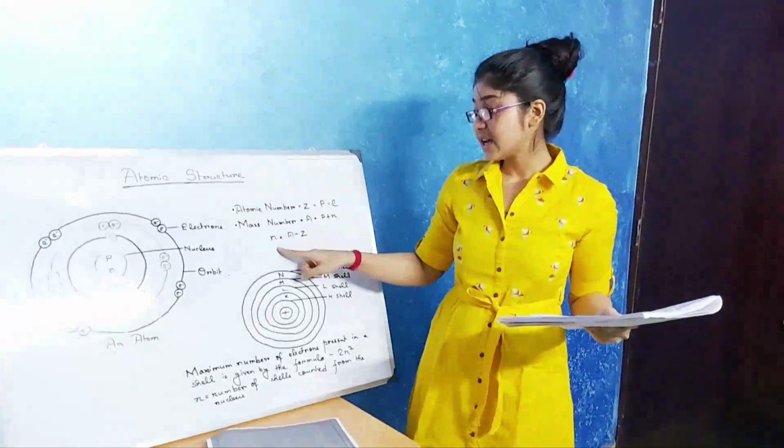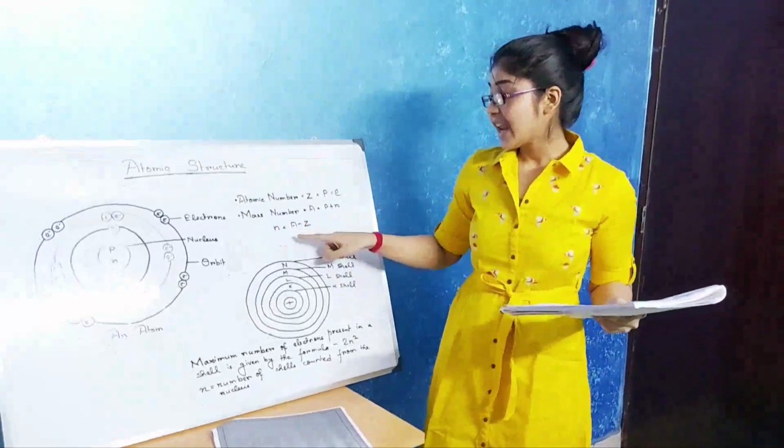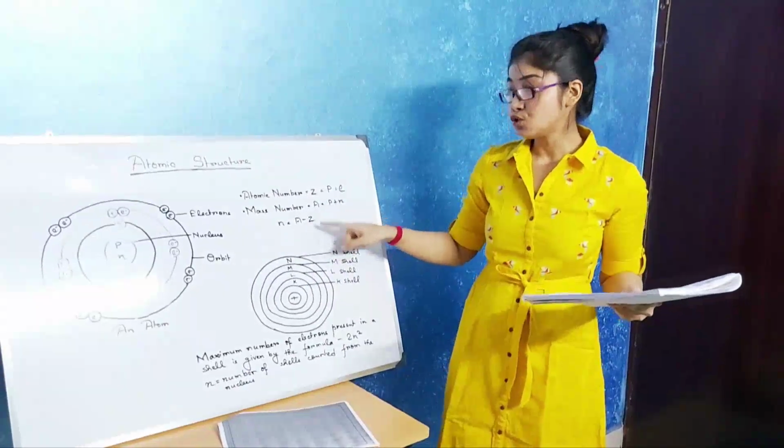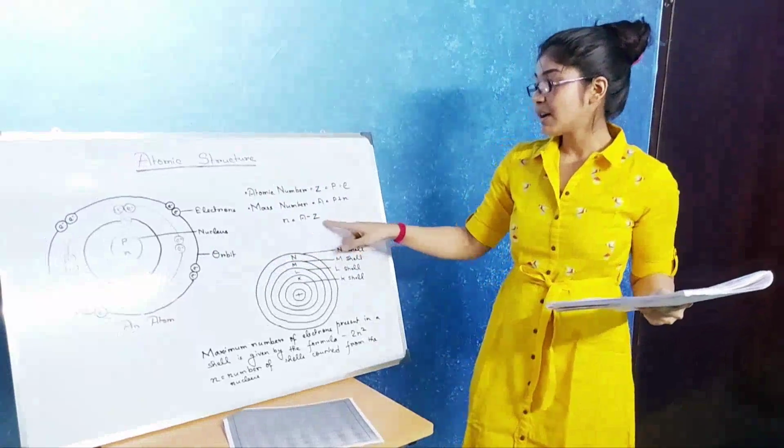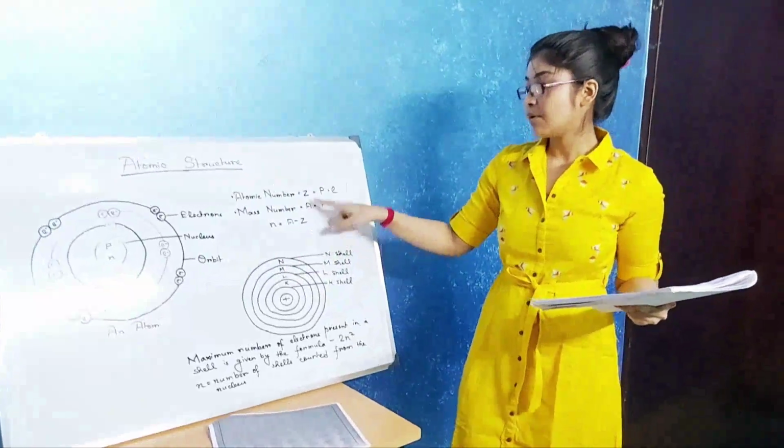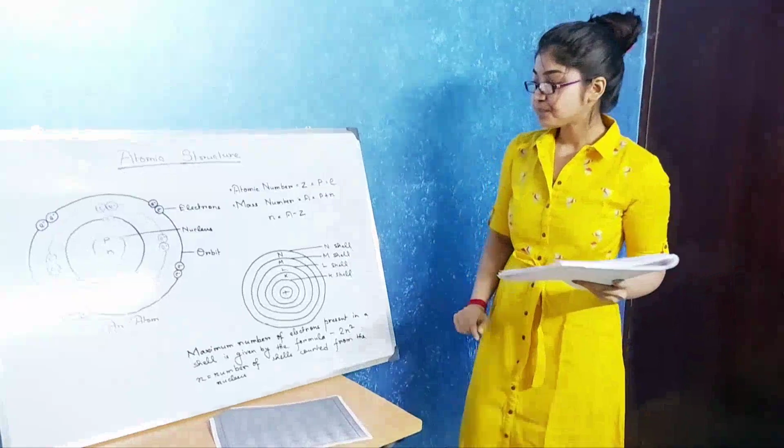And what is N here? N means the number of neutrons that is present in an atom. And N can be found by subtracting the mass number from the atomic number.